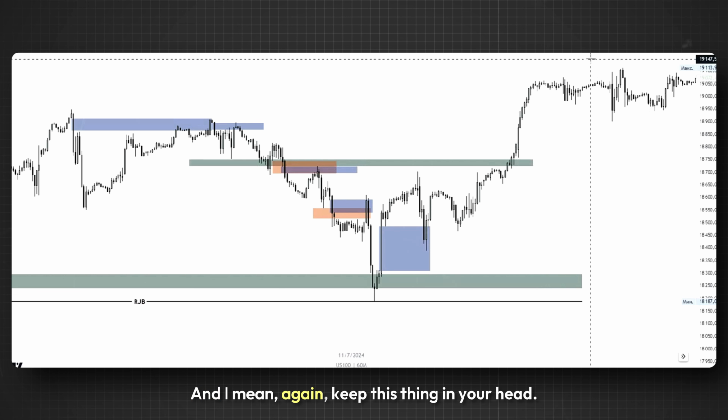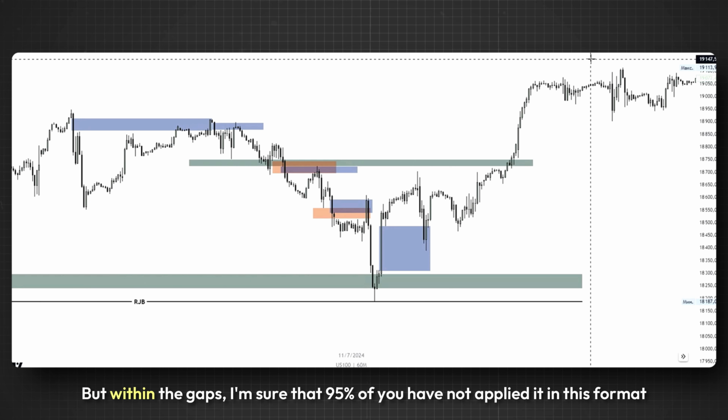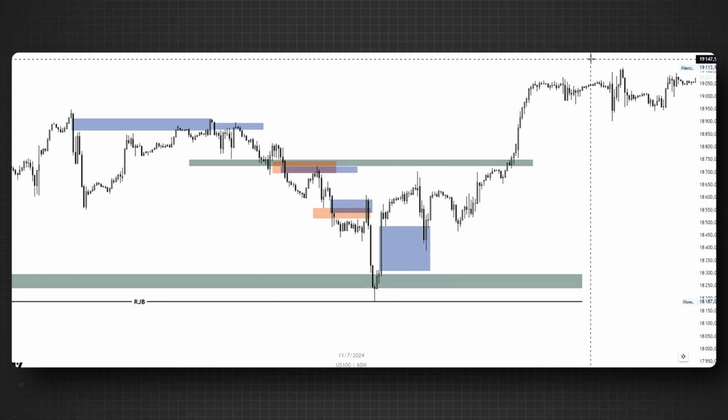And I mean, again, keep this thing in your head. Where from and where to. But within the gaps, I'm sure that 95% of you have not applied it in this format and in this view. So make sure you work with the charts. See how it's shaping up on the instruments that you're using.